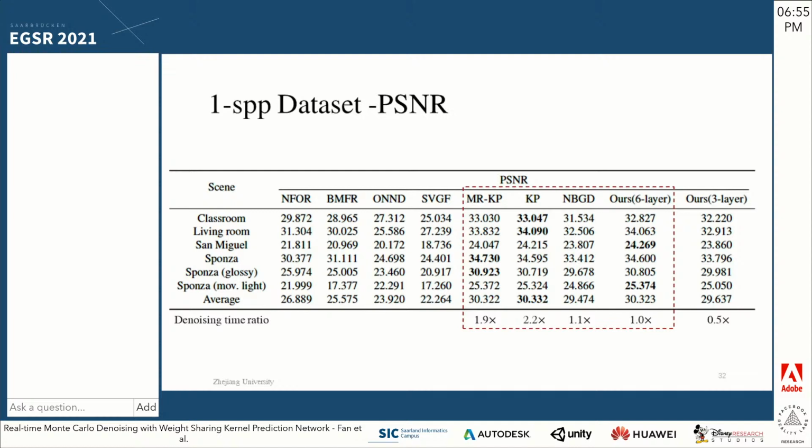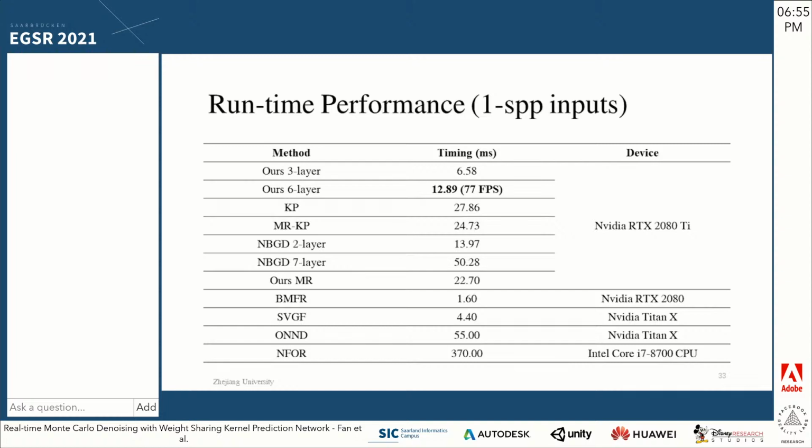It shows quantitatively kernel prediction based methods KP and MRKP have better denoising quality than other denoising approaches. Our method achieves a comparable result with the kernel prediction based methods, and runs at roughly 2 times faster speed. Compared with the recent real-time denoiser NBGD, our method has lower quantitative errors while running faster. The runtime performance shows that our method has about 77 FPS for 720p frames.